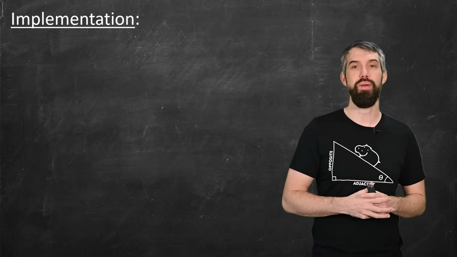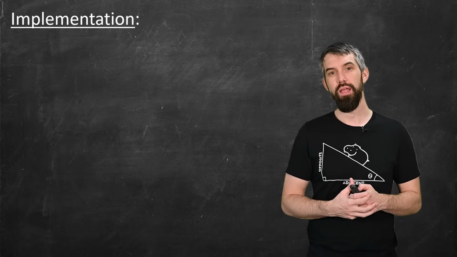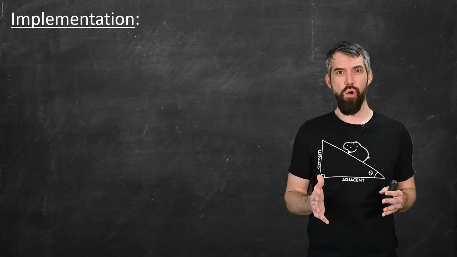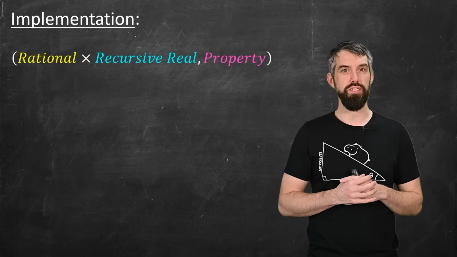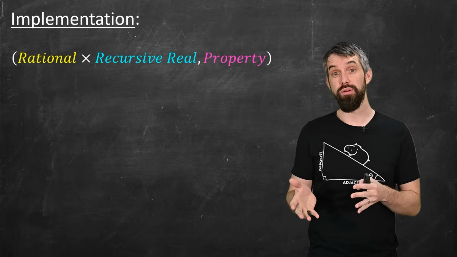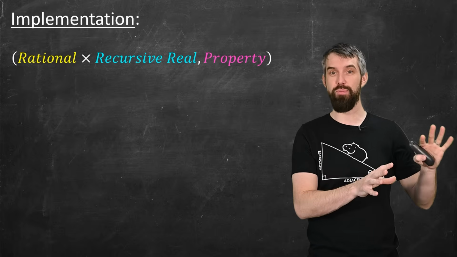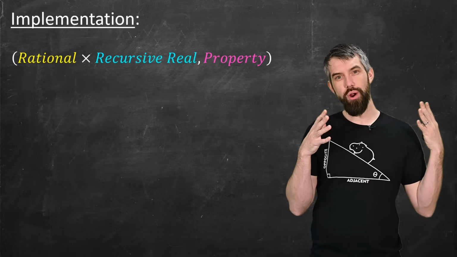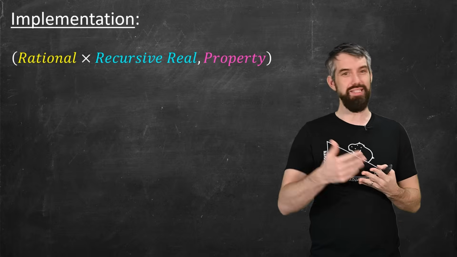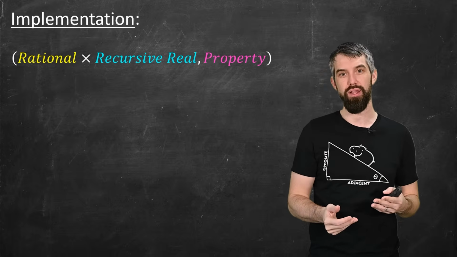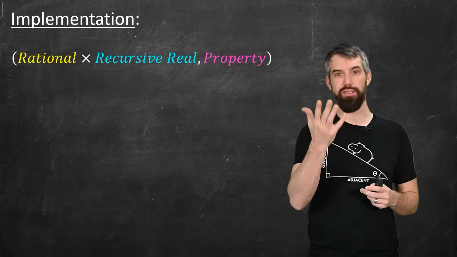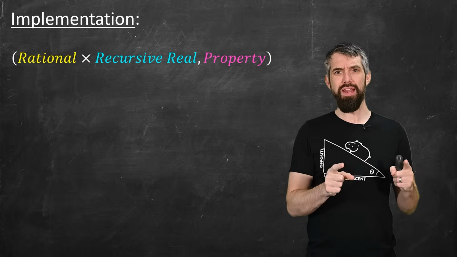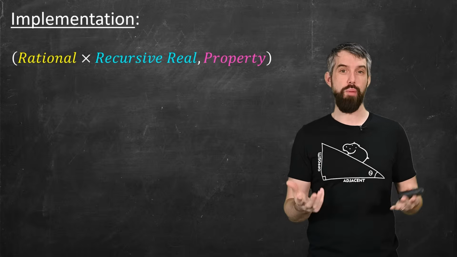So here's how this is implemented to try to get around this. A number is now leveraging the best of both worlds. It has a rational part, which is great. We can do exact representations here and we can compute stuff out really nicely. And then also a recursive real part that has this ability to scale the level of precision. It's the product of two of these things, something like 2 times pi. And then there's a third thing which is called property.